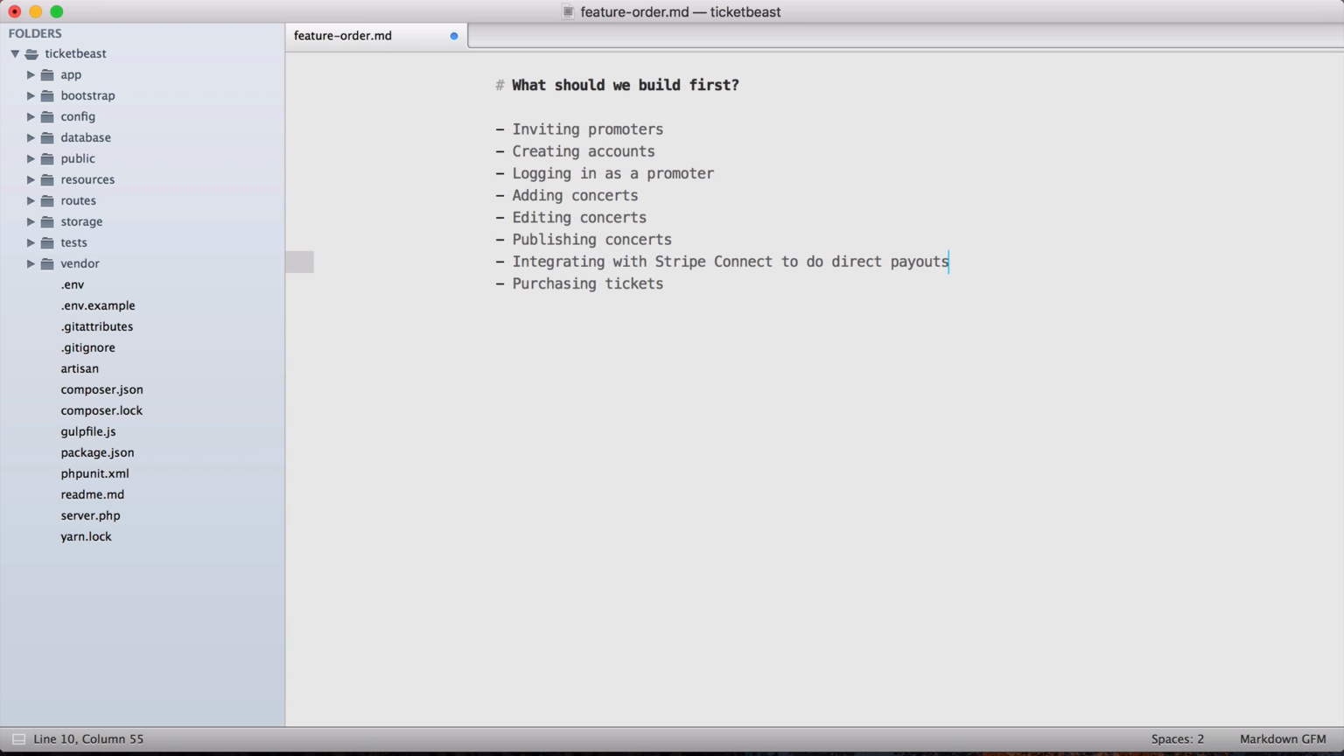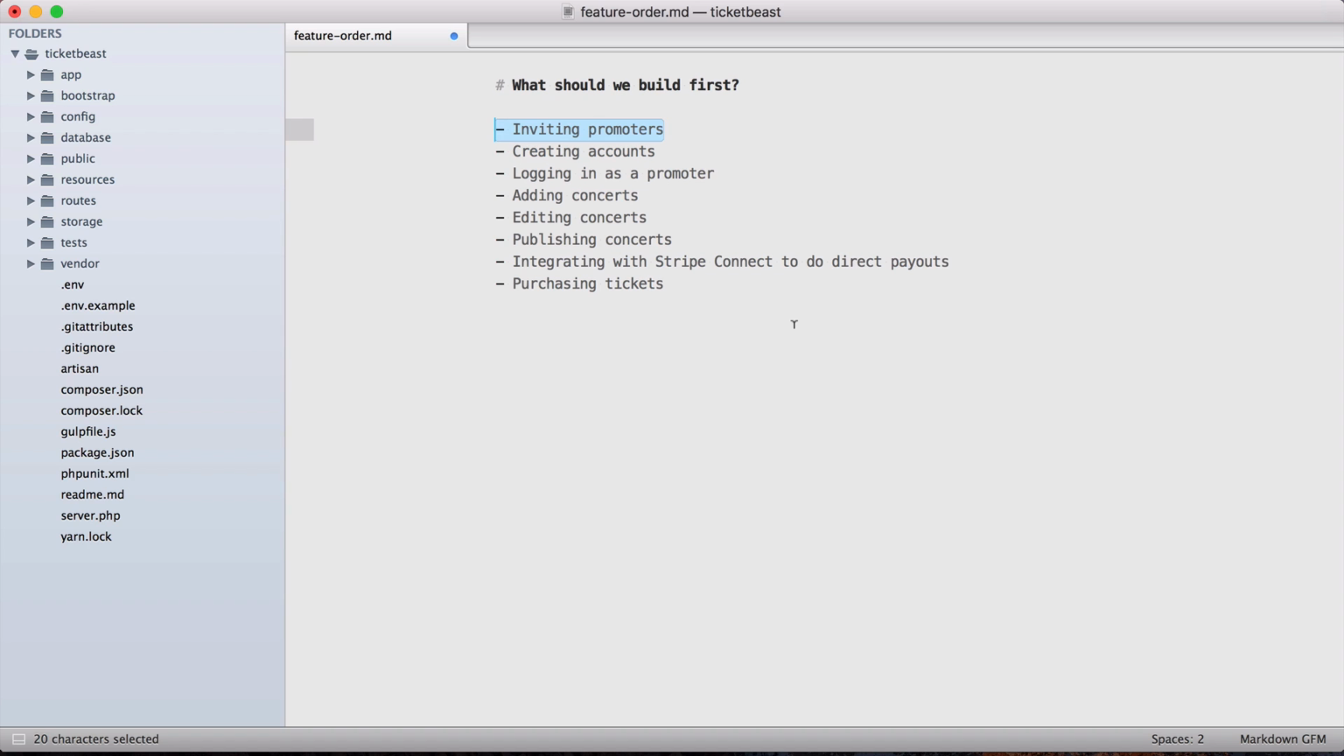So this feature set seems like a reasonable place to start, but the mistake that I see people make when they look at this is they think, okay, in order for someone to purchase tickets, we need to have this done. And that means we also need to have this done, and this done, and this done, and so on and so on. So you look at it and you think, okay, now that we've planned this out, the very first thing that we should build is inviting promoters, right?